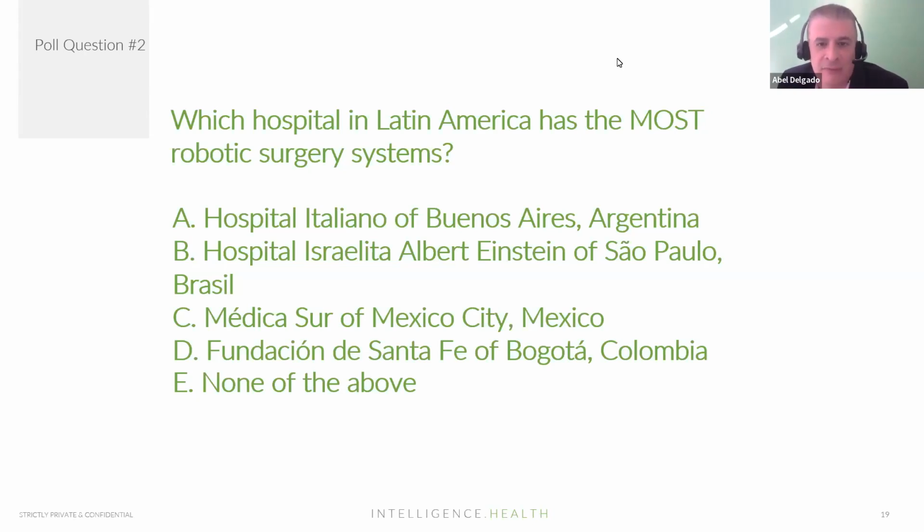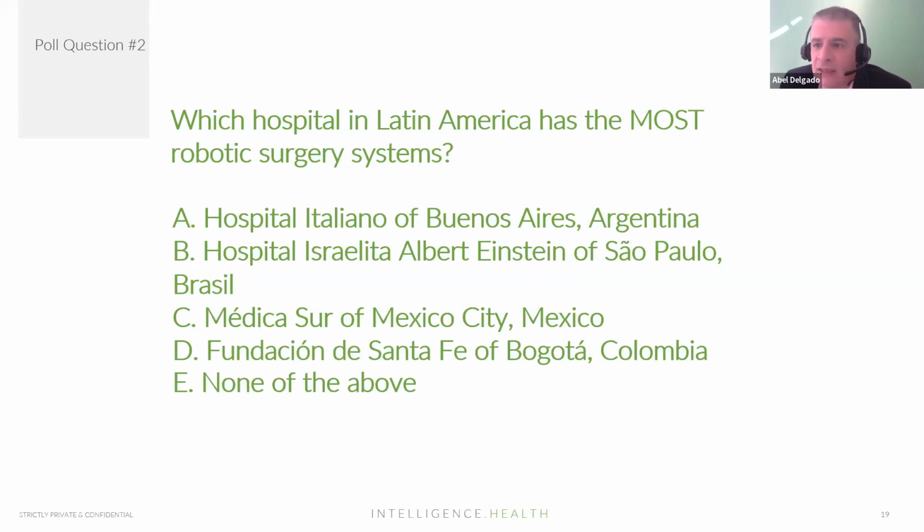As we can see, we have a couple of prestigious hospitals here. We have Hospital Italiano from Buenos Aires, Albert Einstein in Brazil, Médica Sur in Mexico, Fundación de Santa Fe in Bogota, and of course, none of the above if you think that none of these are actual candidates. So that's an area that's grown quite a bit. There's quite a bit of investment, of course, for robotic surgery for any kind of hospital. So it's interesting to see which ones are leading it. And as Chris mentioned, that is indeed part of what we do in the report as we list technology leaders. And I'll explain a little bit about that on the next slide after we go through the results.